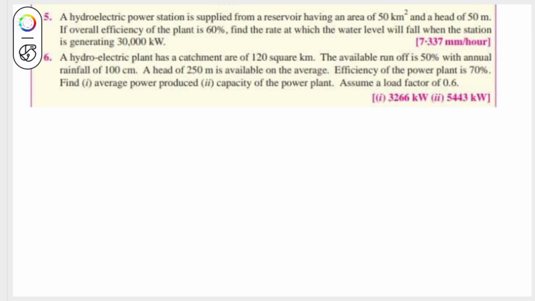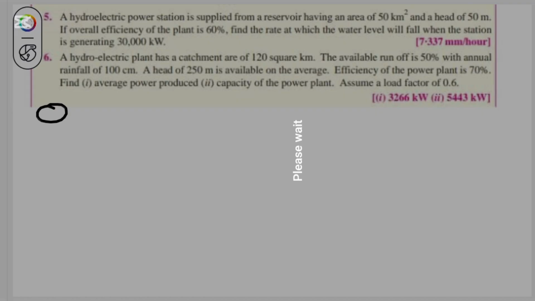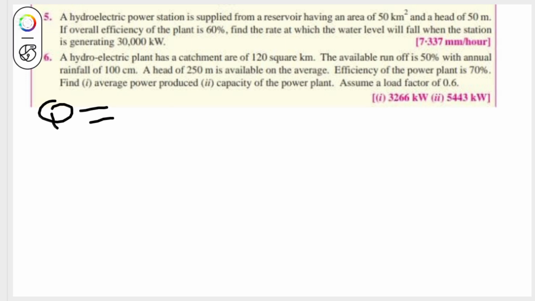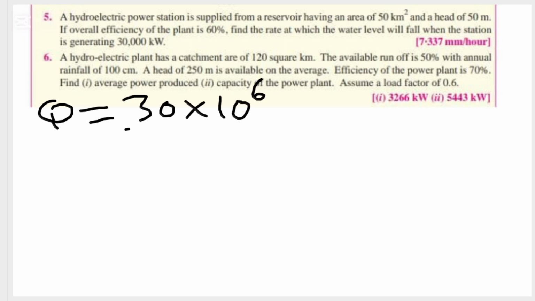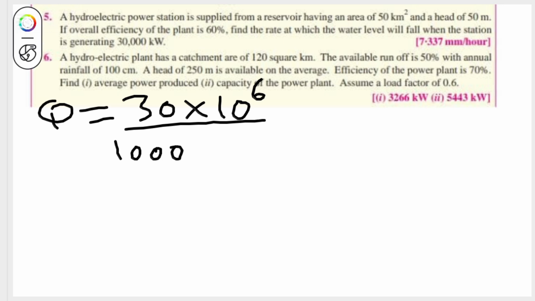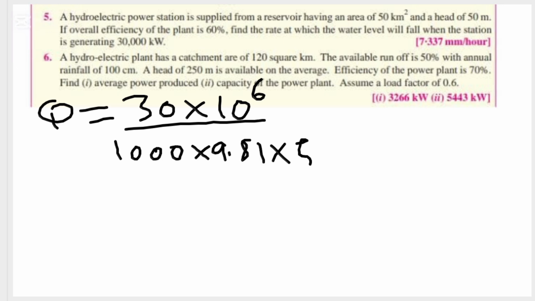So the first thing that you are going to do here is that I'm going to first find the flow rate. So what will be my flow rate? The flow rate will be 30 times 10 raised to the power of 6, and also divided by 1000, and also multiplied by 9.81, and also times 50, and also times my overall efficiency. So I am having only one efficiency, which is 0.6.